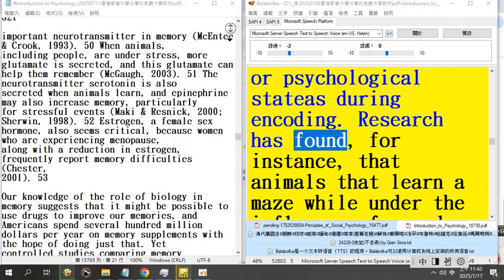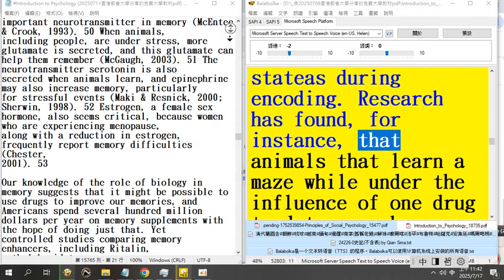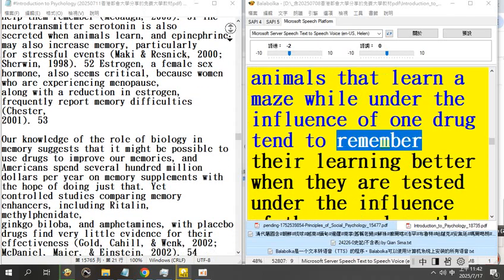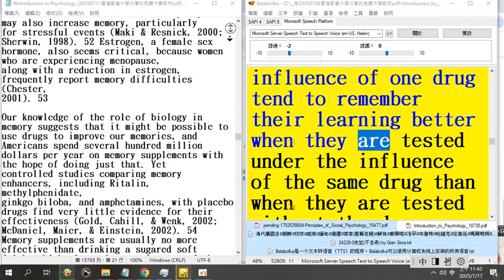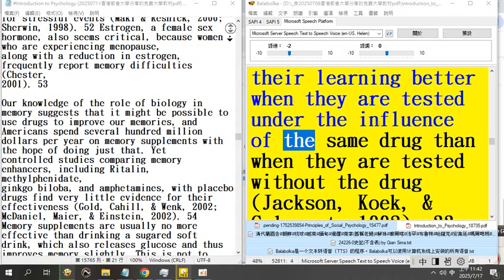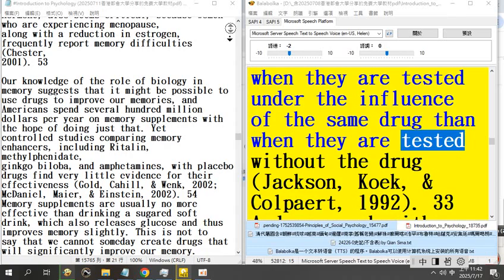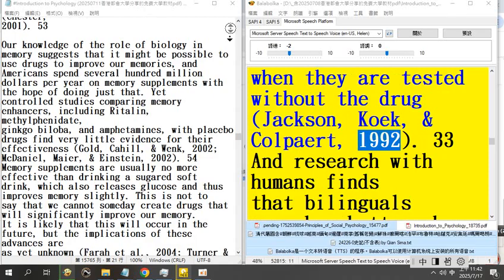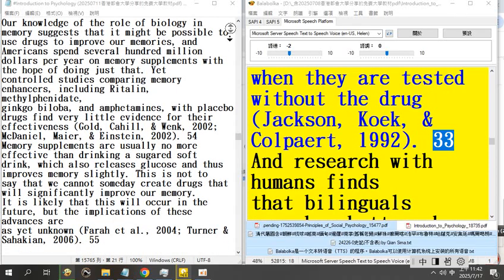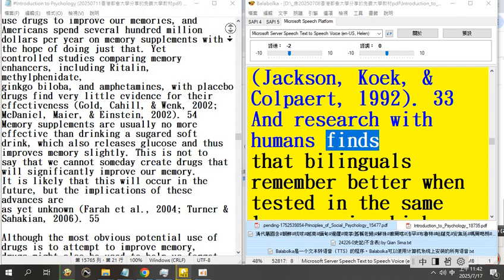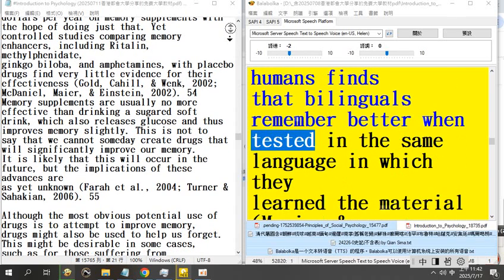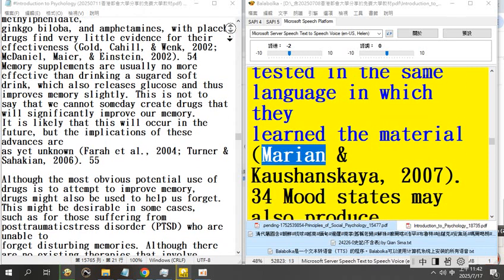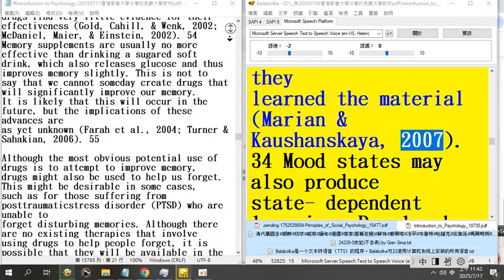Research has found, for instance, that animals that learn a maze while under the influence of one drug tend to remember their learning better when they are tested under the influence of the same drug than when they are tested without the drug. Jackson, Koch, and Colpert, 1992. And research with humans finds that bilinguals remember better when tested in the same language in which they learned the material. Marian and Kaushinskia, 2007.